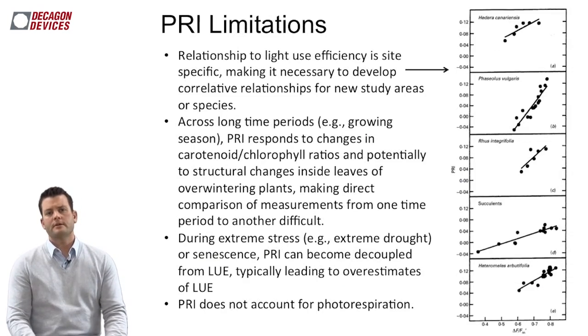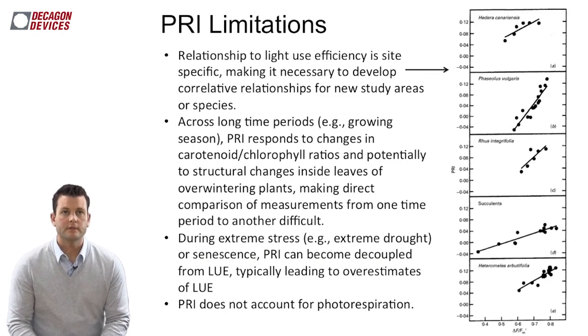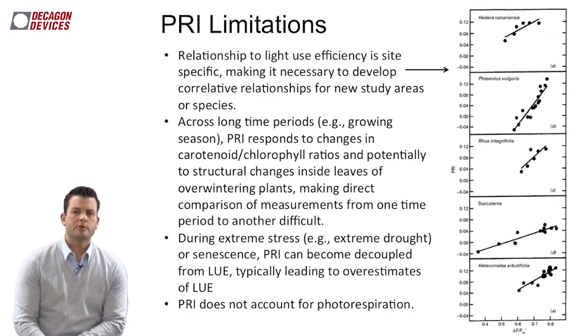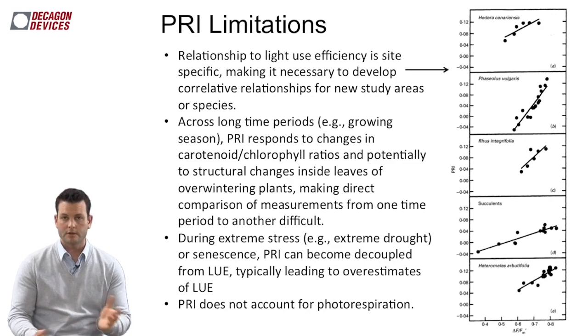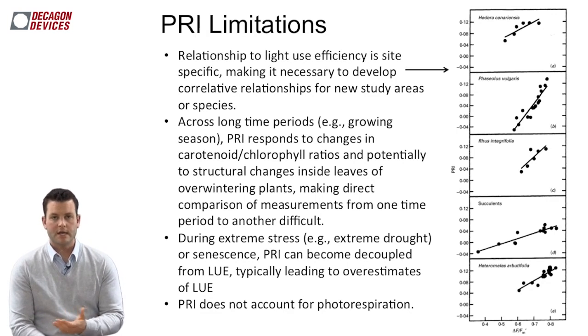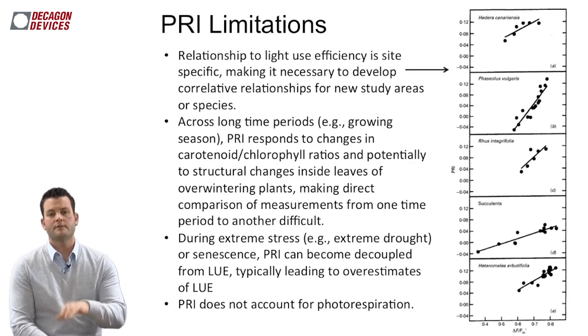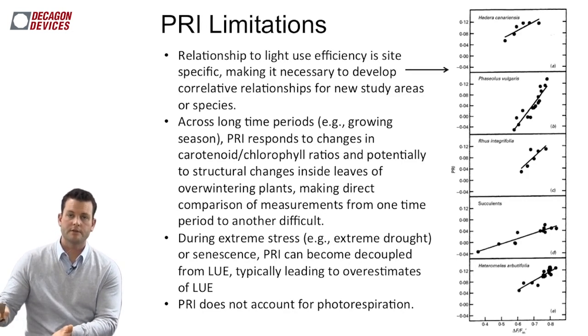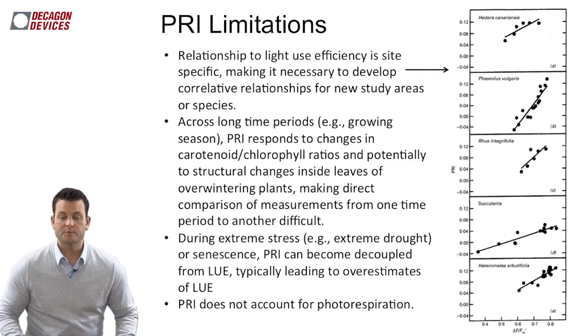So as with NDVI, there's some limitations with PRI that people should be aware of. First off, the relationship between PRI and light use efficiency, regardless of time scale, has been found to vary among different canopies. So there's some species dependency here, there's some structural dependencies. You can see in the figure in the right-hand column of the slide that across many different species, the relationship between PRI and fluorescence, which is a proxy for light use efficiency, is different depending on the species.